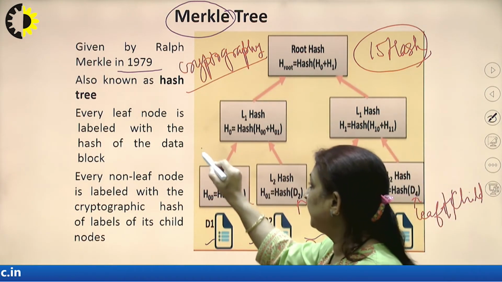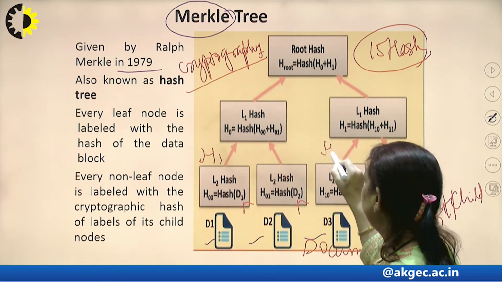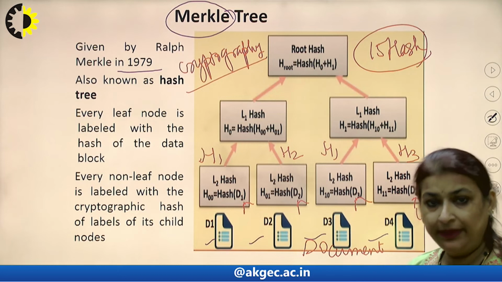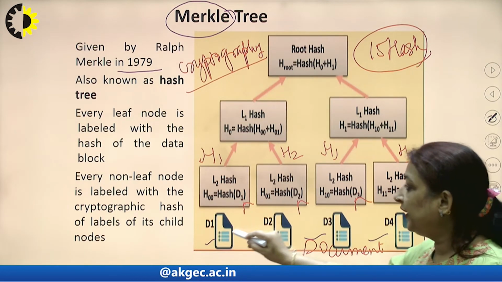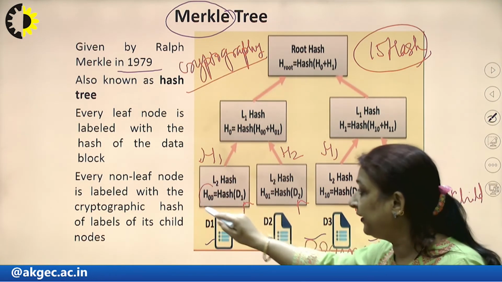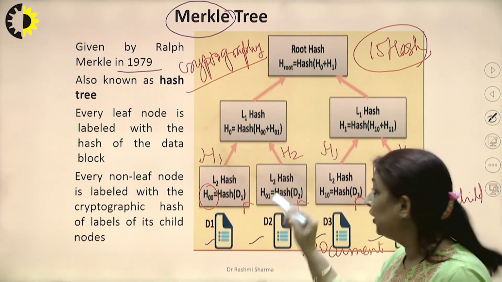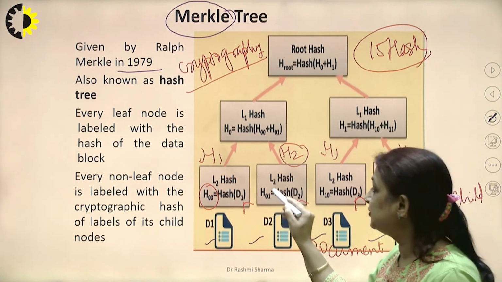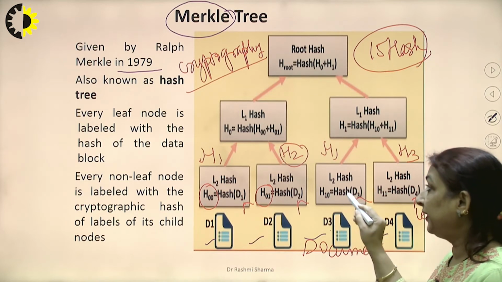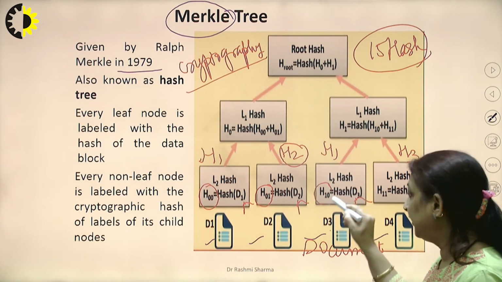If I assume that for the left child I use a hash function H1, and for the right child I use different hash functions, anything. But here I am taking them in chronological order. So D1 is hashed using hash function H1, and it generates a unique code, H00. D2 is hashed using hash function H2 and generates a unique code H01. Similarly, D3 is hashed again using H1 as the algorithm and the generated code is H10.